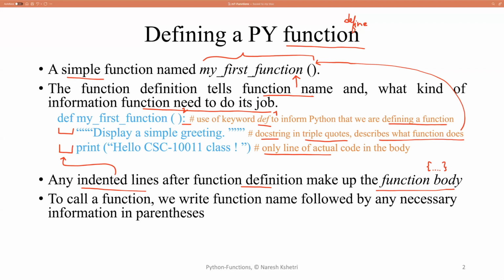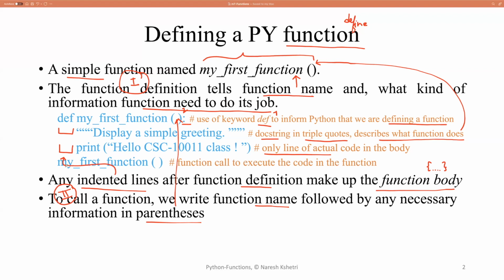The first part is defining the function, which is the big part, and the second part is calling the function. To call a function, we do a function call. So far, we have done the function definition. To call it, we write the function name followed by any information in parentheses. Right now we don't have anything in the parentheses because we don't have any arguments here. Calling a function is so simple. We just write the name of the function to execute the code in that function.